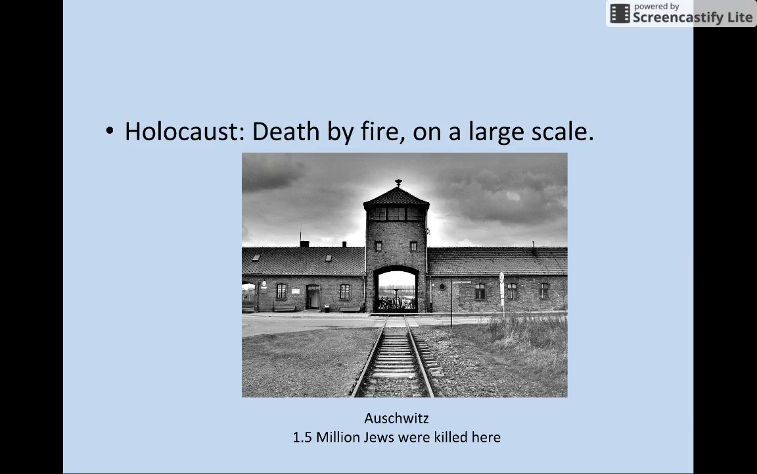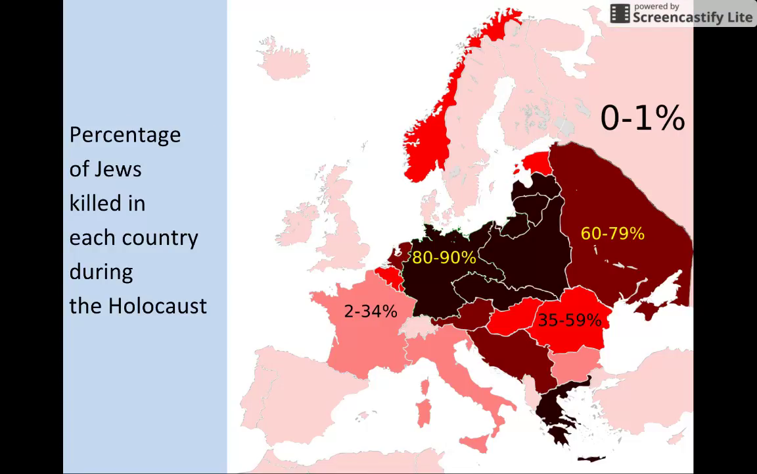The word Holocaust means death by fire on a large scale. And if you look at the picture, that is a picture of Auschwitz, which is a place in Poland where 1.5 million Jews were killed. If you take a look at this map, the areas that are black on the map had 80 to 90% of their Jewish populations killed during the Holocaust. The other countries that were occupied by the Nazis had much less people killed, but still a high percent.